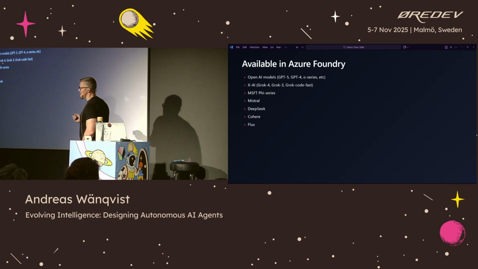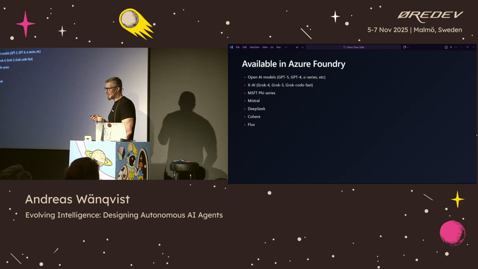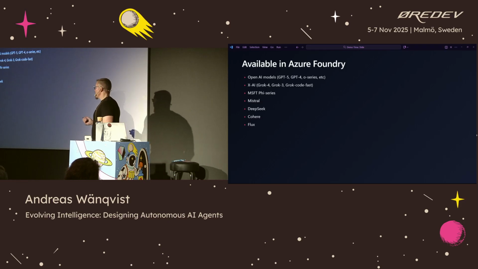We also have access to the xAI models in Foundry, which is nice. They started some collab a couple of months ago. Of course, Microsoft's own Phi series that I mentioned. Then we have Le French, Mistral, which is good. Don't see many European models around. DeepSeek, and that's Chinese, you say. Yes, but it's open source.